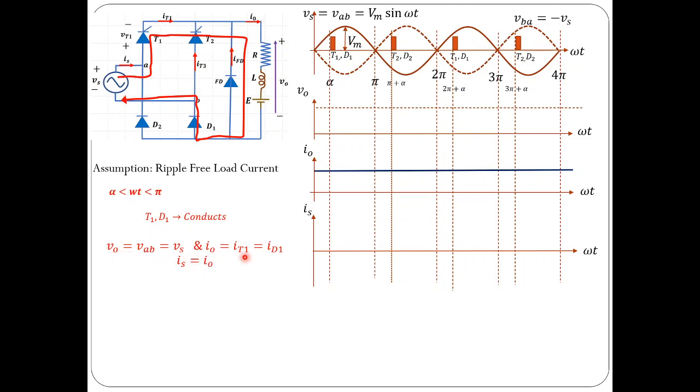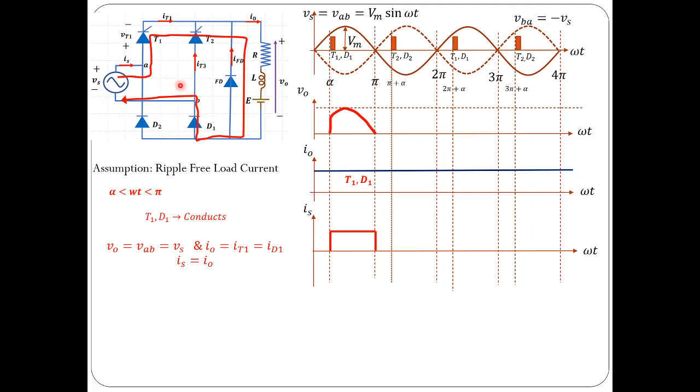So you can see ripple free current. So current through load is constant, and voltage across load during this interval is the same as VAB. So alpha to pi. And coming to the source current, that is the same as the load current during this period. So that is indicated this way. So it is the same as this constant value.